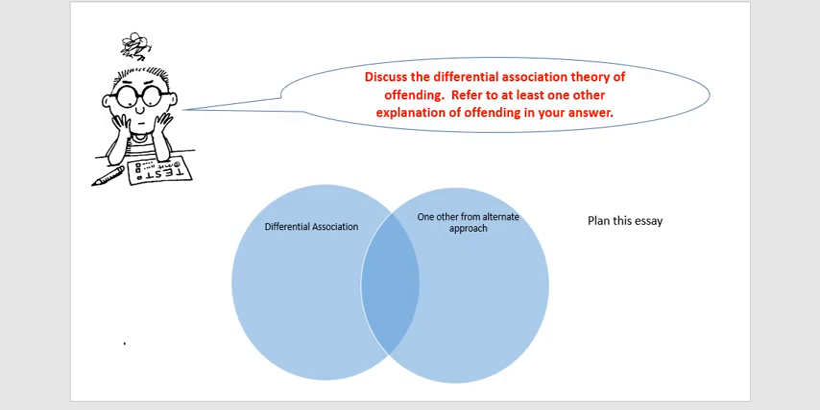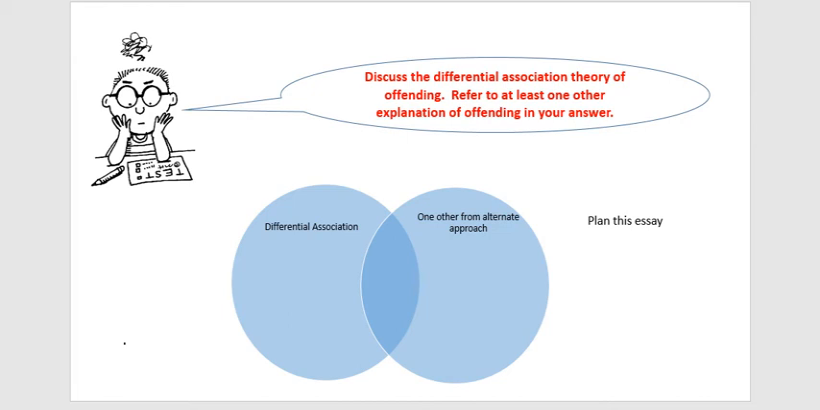So in our last lesson on differential association, I didn't talk you through that one, I left you to get on with it, but this was a slide towards the end. And it's a very typical essay question, so I just want to make sure that we're happy with this. Discuss the differential association theory of offending. Refer to at least one other explanation of offending in your answer. Now you should have had a plan for this, and it is a very typical exam question.